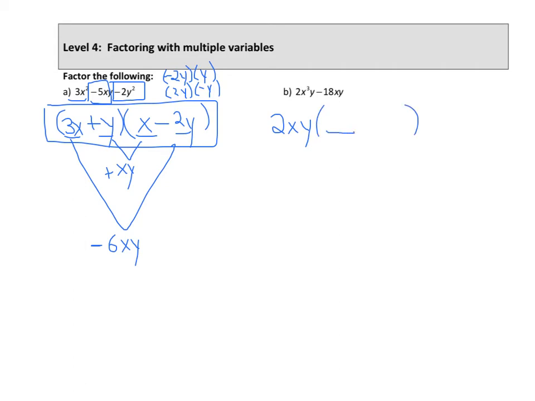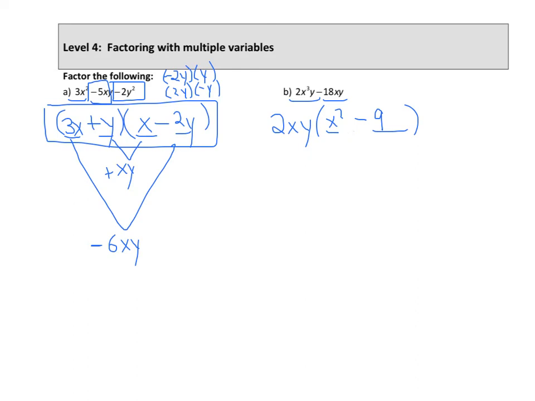2xy times what would be 2x to the third y? That would be x squared. I need two more x's. And that's it, I don't need a y. And then 2xy times what would be negative 18xy? I need a minus, and then a 9. And I don't need any variables because I already have x and y.